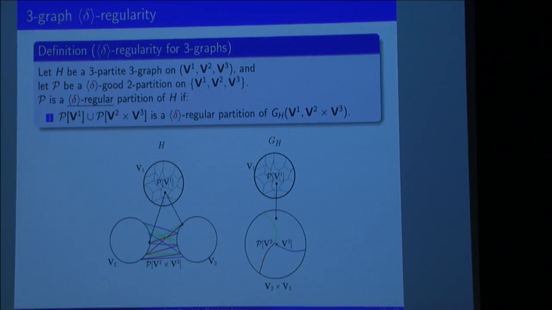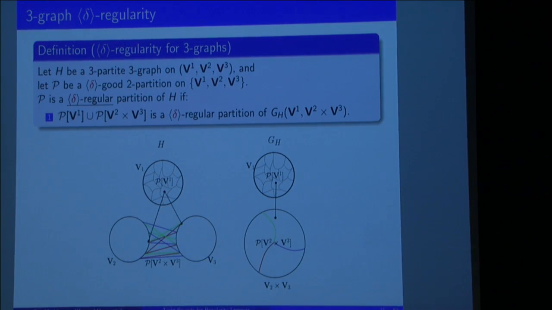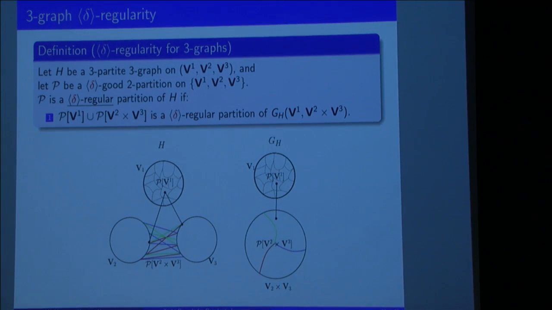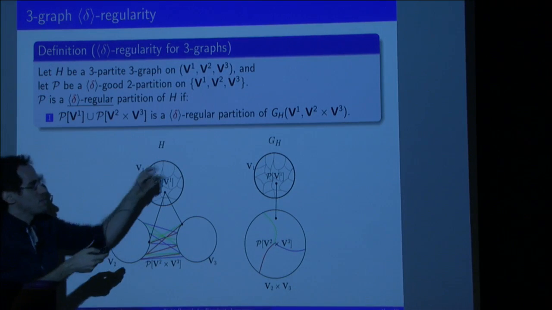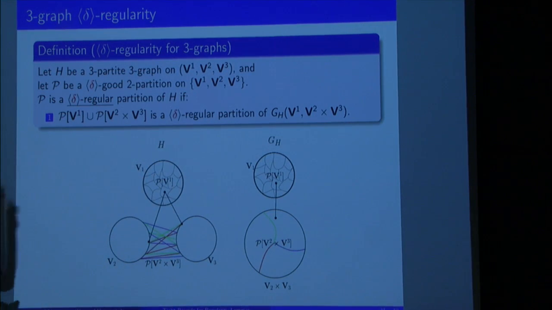I don't have time to explain the drawing, but the point is that this is the definition for three graphs, but it actually reduces to a definition of delta regularity of bipartite graphs, just the auxiliary graphs.